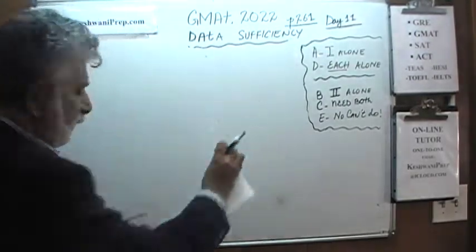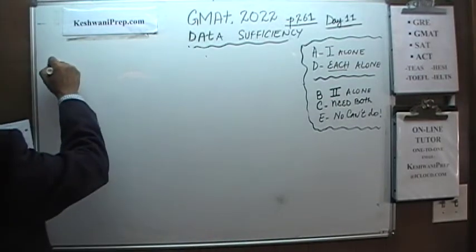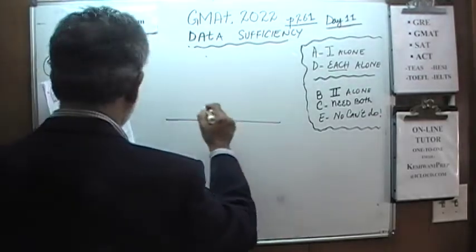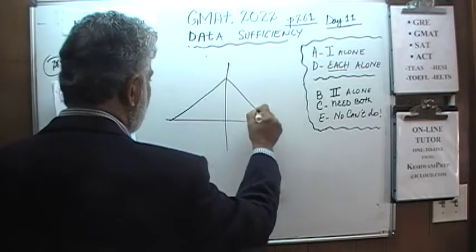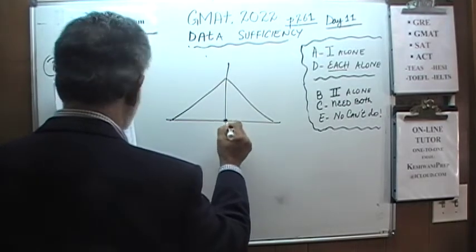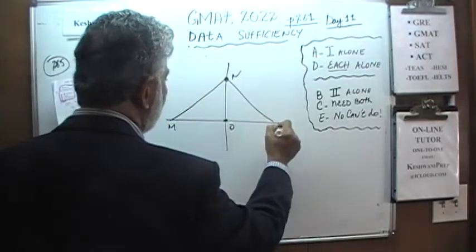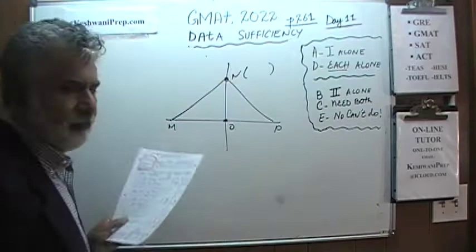Number 265. Don't sit there and actually waste your time solving it, you understand? In 265, we are given this picture. This is the origin. And this is M, N, and P. And the question is, what are the coordinates of point N?